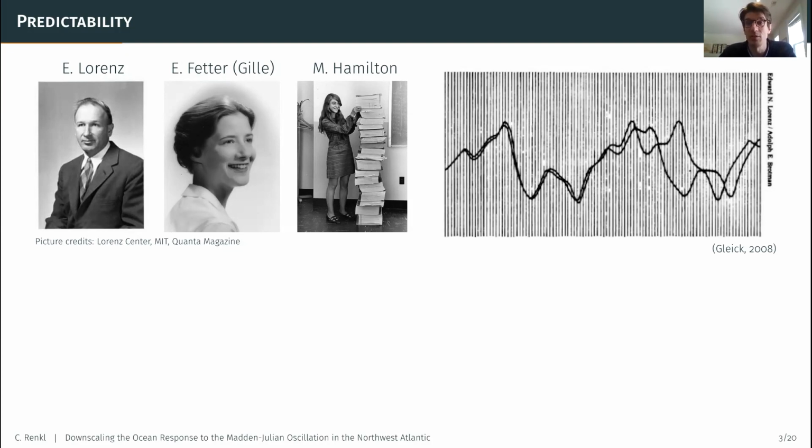They thought they had started from the same initial conditions. And so this was the birth of chaos theory and also the research in predictability. This sensitivity to initial conditions is also known as the butterfly effect, and is essentially the foundation for today's ensemble weather prediction models.